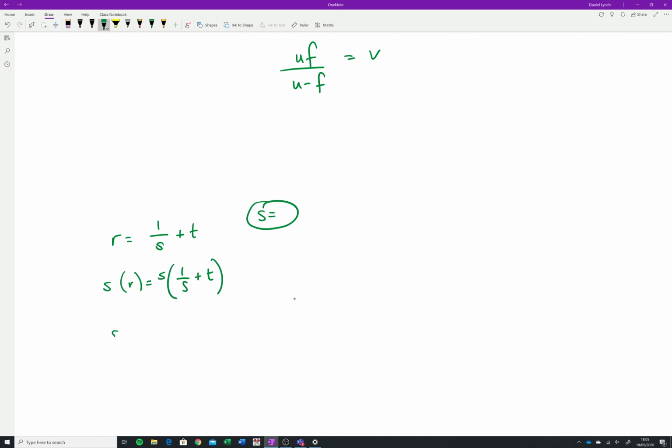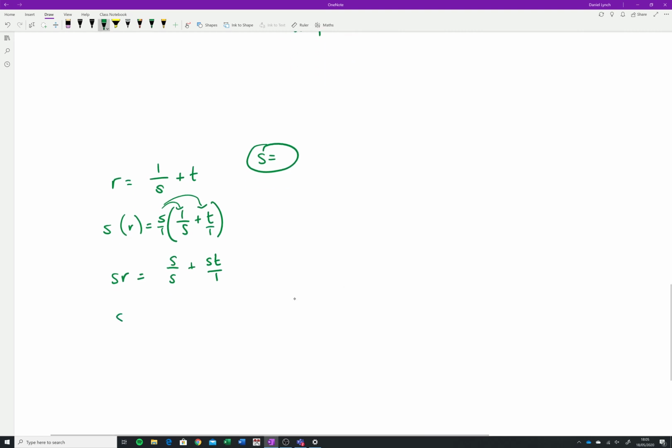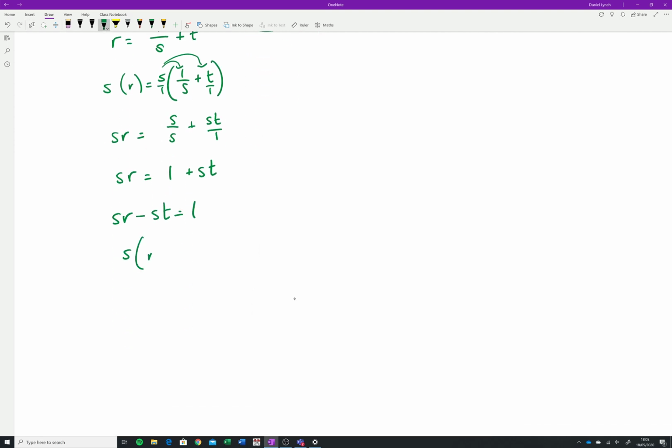Okay, s by r, r is r over 1, so this by this, that's rs over 1, and that by that is st over 1. Okay, if you really want to do it really slowly, so rs is equal to 1 plus st. We want an s equals, so everything with an s to one side, there it is, r minus t equals 1. Divide both sides by r minus t.